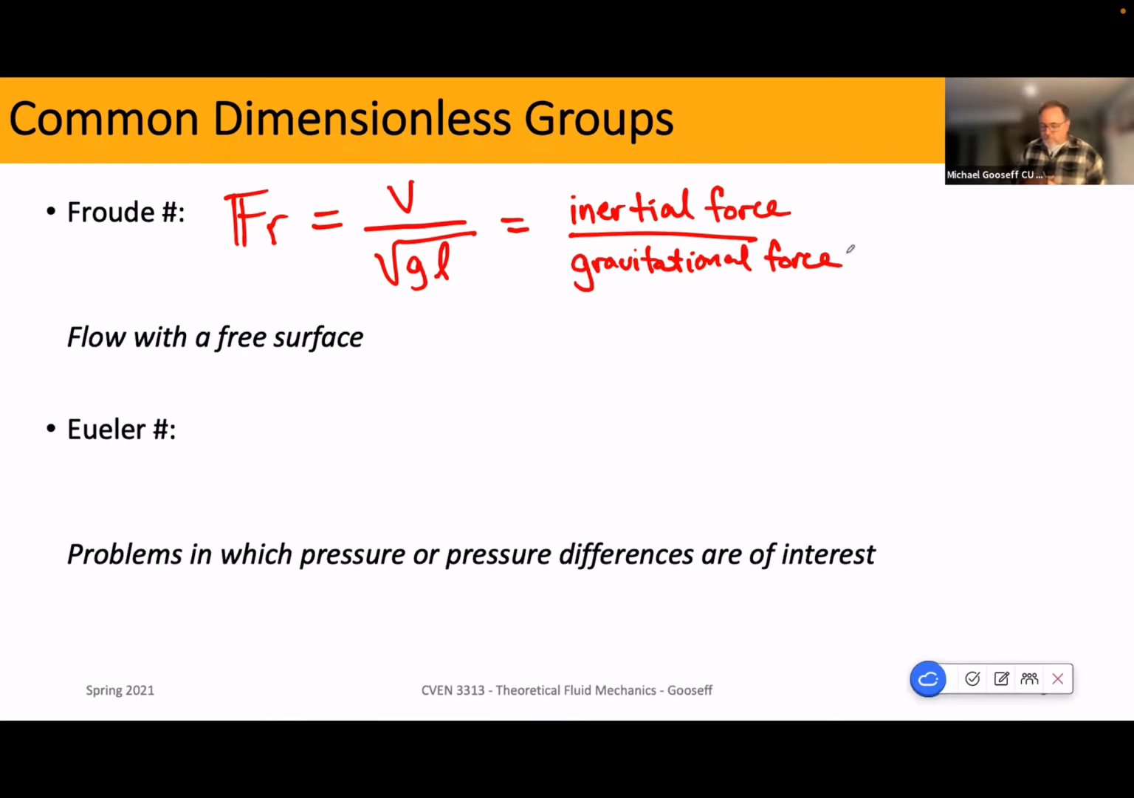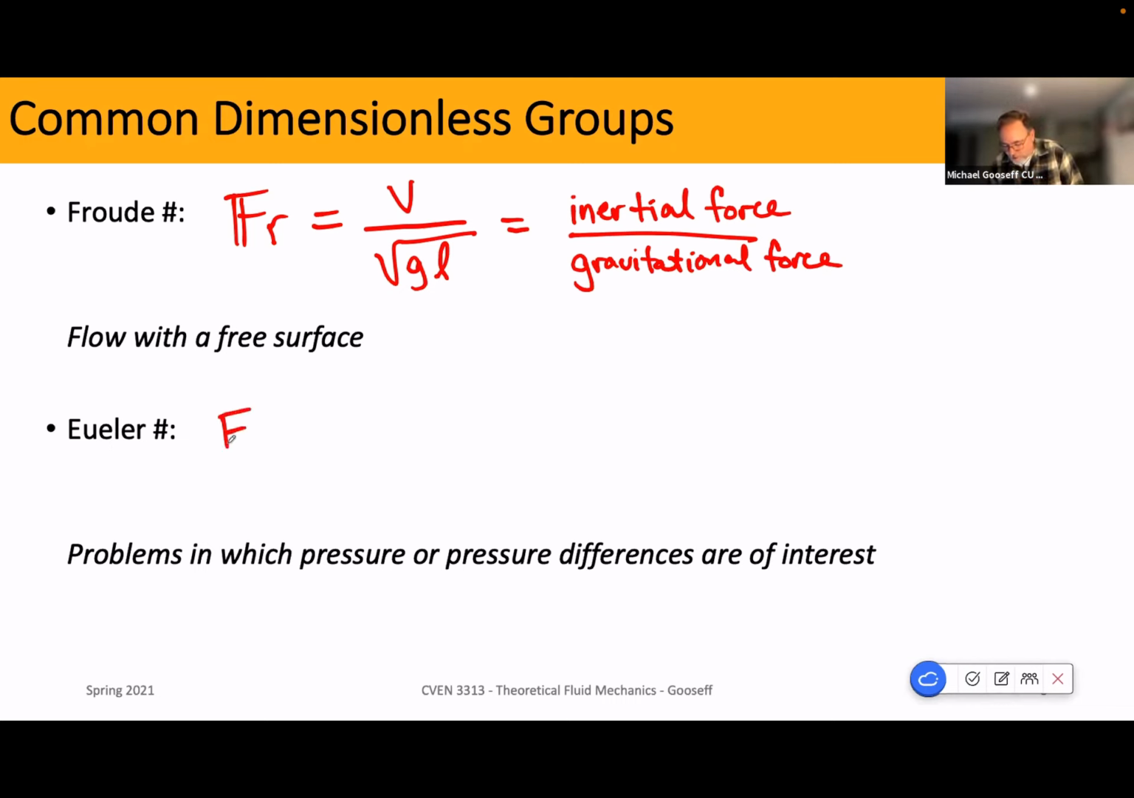Okay. Flow with a free surface is generally the way in which the Froude number is used, and we use it to think about how energy will change if we go through some flow depth change, for example. That's something you'll get into in hydraulics. Just a little bit of a teaser there.